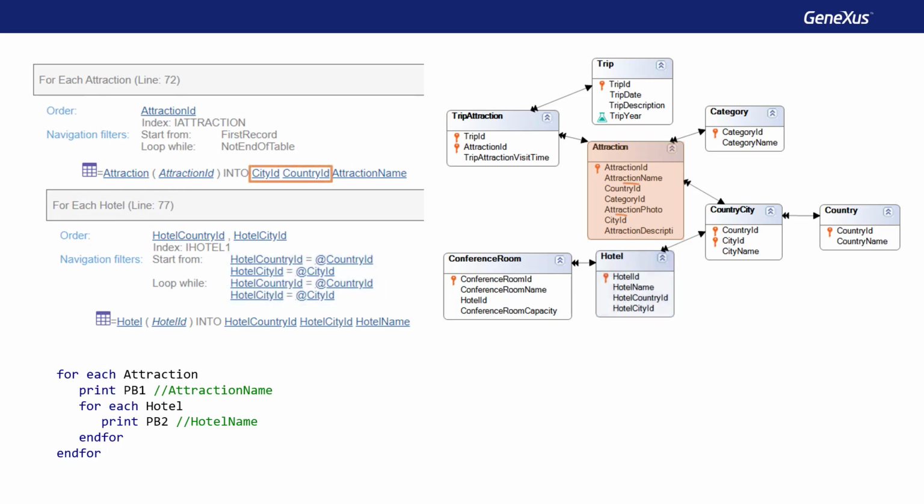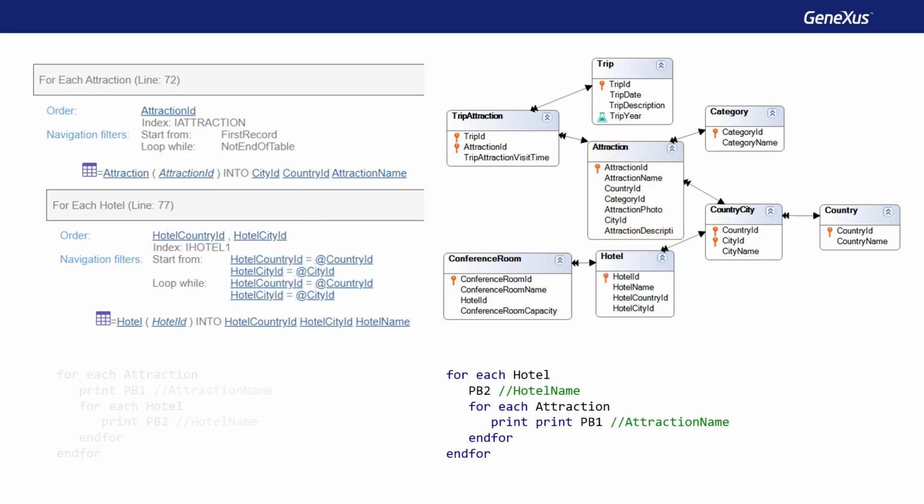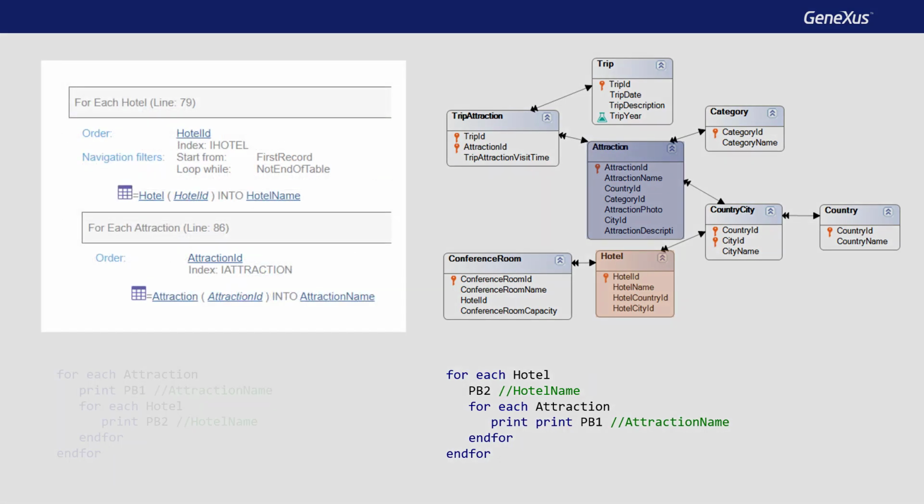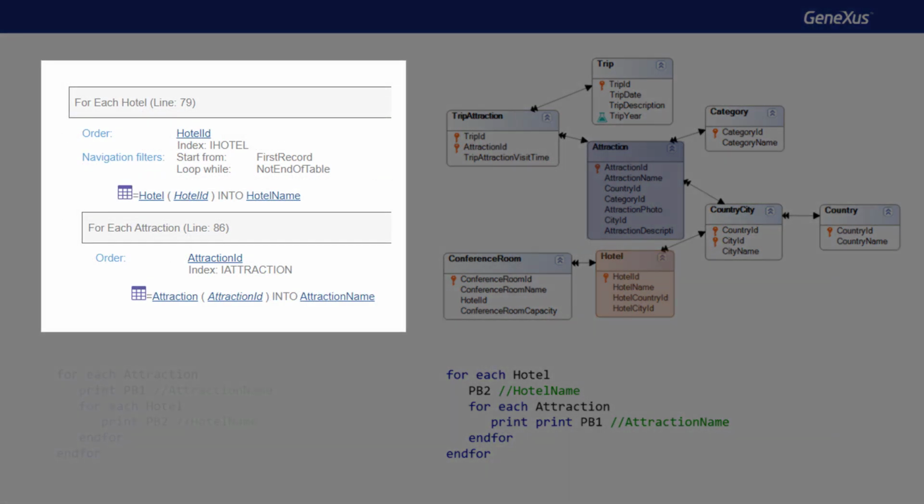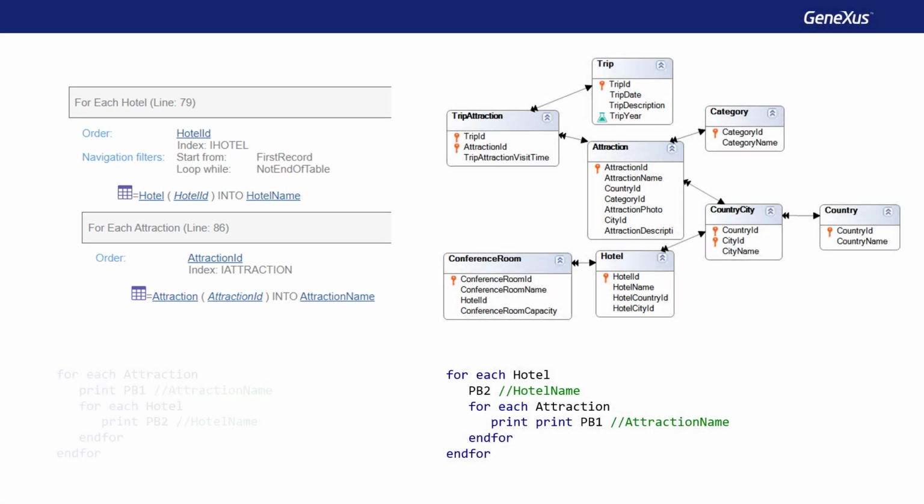We see that in the first for each, it retrieves the values of country ID and city ID, and then in the nested for each, it filters the hotel records for which the subtypes match these. However, if the for each commands are written in reverse order, that is, in the external one, the hotels are run through, and in the nested one, the attractions are run through, a join will not be made, but a Cartesian product. The rule is, a join is made between supertype and subtype, but not the other way around.